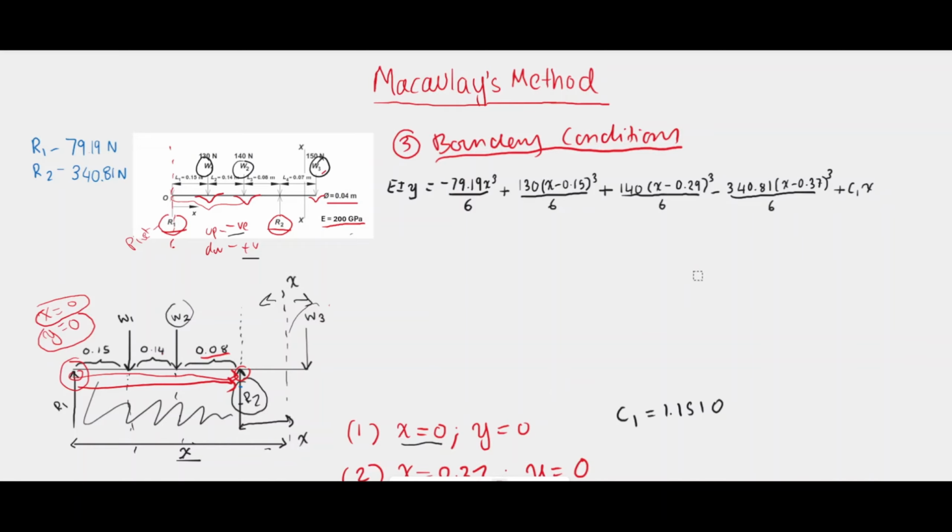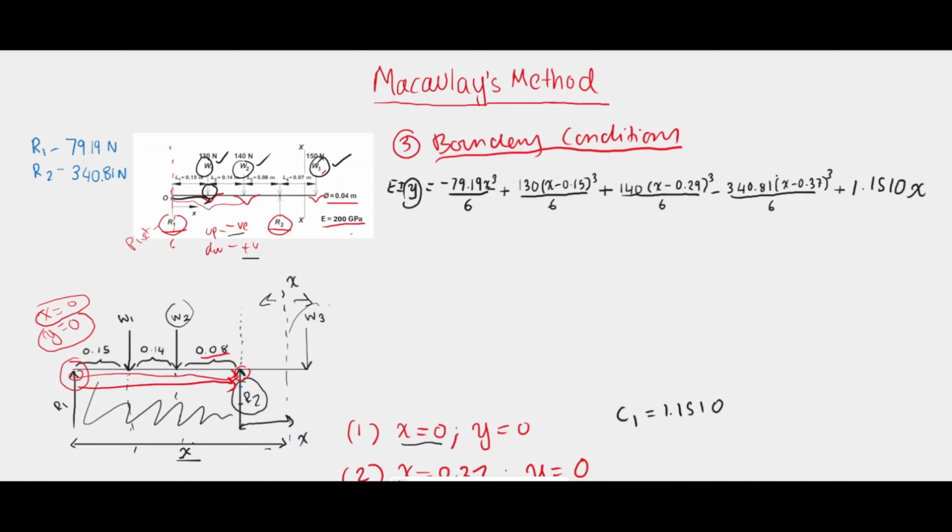So we can rewrite C1 as 1.1510x. Don't forget the x. So this is the completed deflection equation, and now we can return to the original question and find the deflections at W1, W2, and W3. To do that, we just need the x values, that is the position of where these deflections occur, or the positions of the point load from R1, and we can substitute the x values in and find the deflection, that is y.